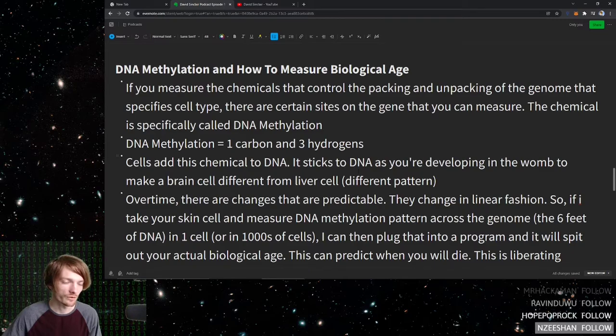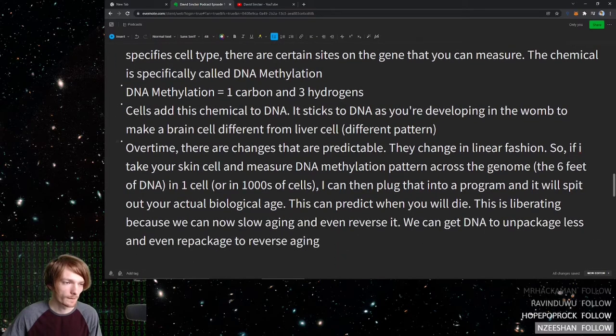That's interesting. So does it get added any other time? Like there's more I need to learn about that. Over time, there are changes to those chemicals that are predictable. They change in a linear fashion. So if I take your skin cell and measure DNA methylation pattern across the genome, which is the 6 feet of DNA, in one cell, or in thousands of cells, which is probably even more accurate, I can then plug that into a program and it'll spit out your biological age.